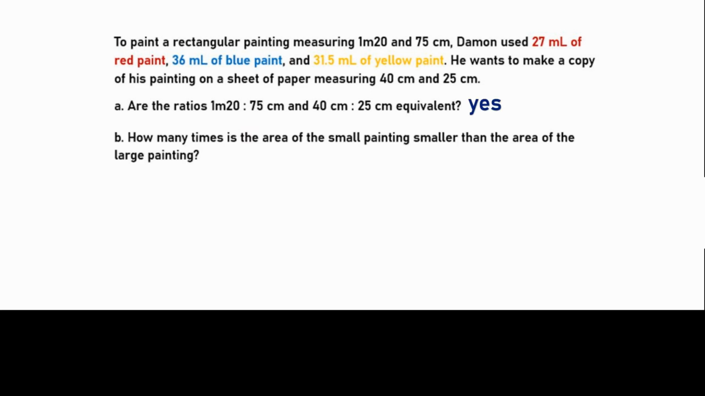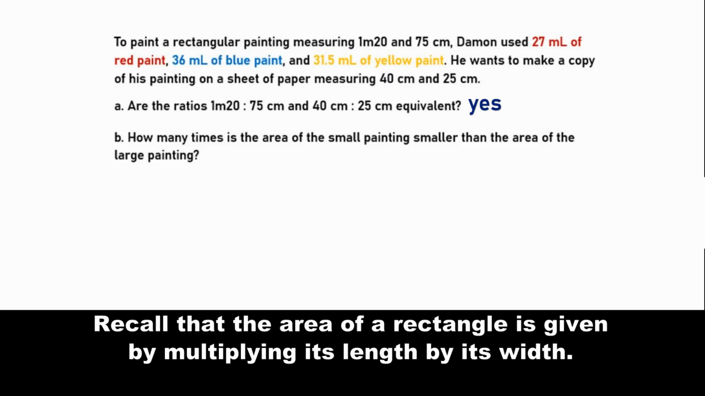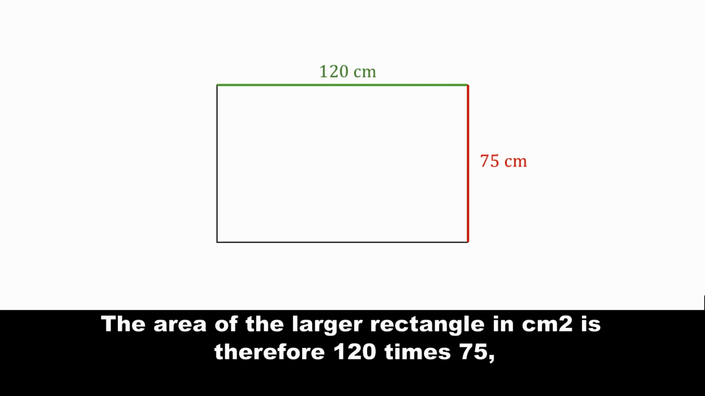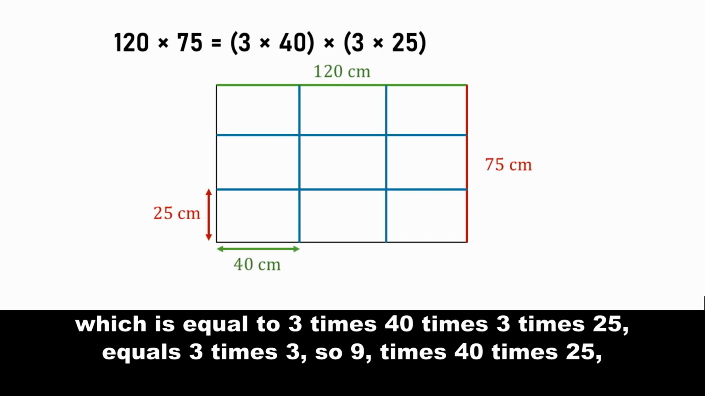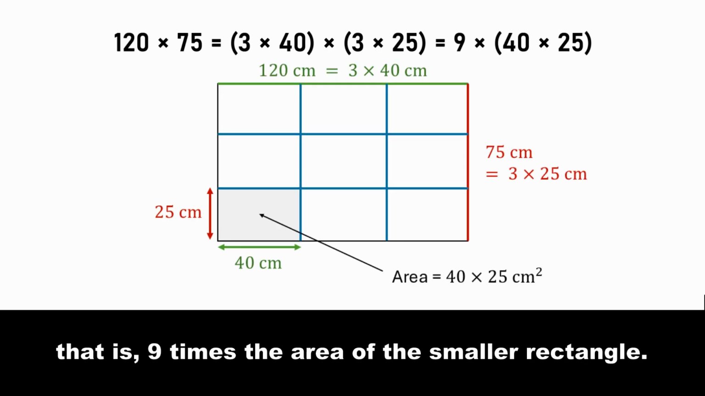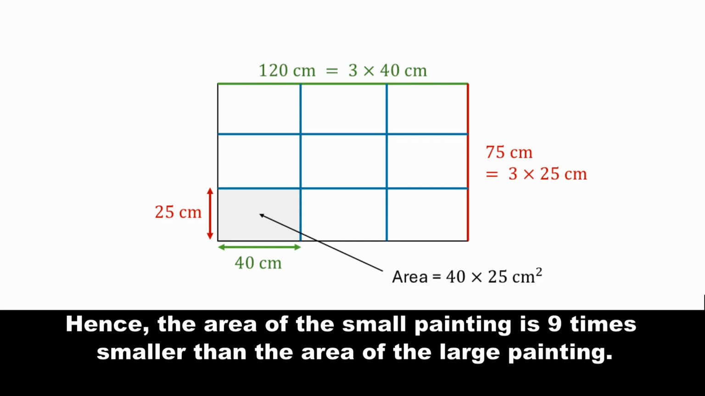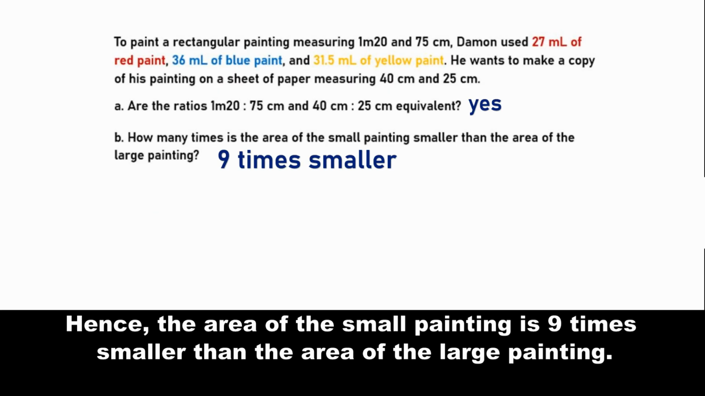Question B. How many times is the area of the small painting smaller than the area of the large painting? Recall that the area of a rectangle is given by multiplying its length by its width. The area of the larger rectangle in centimeters squared is therefore 120 times 75, which is equal to 3 times 40 times 3 times 25. That equals 3 times 3, so 9 times 40 times 25. That is 9 times the area of the smaller rectangle. Hence, the area of the small painting is 9 times smaller than the area of the large painting.